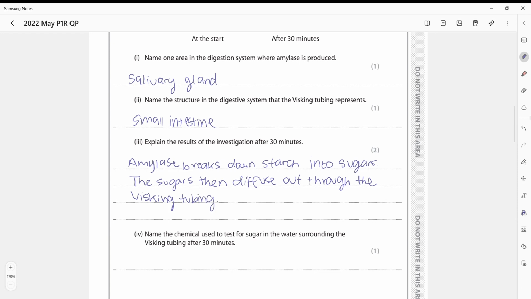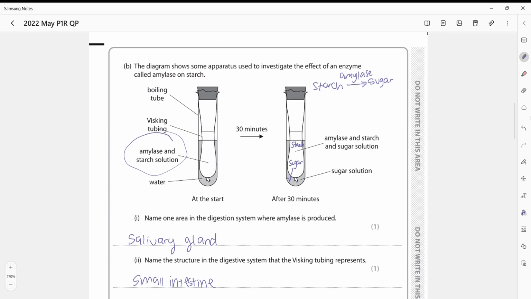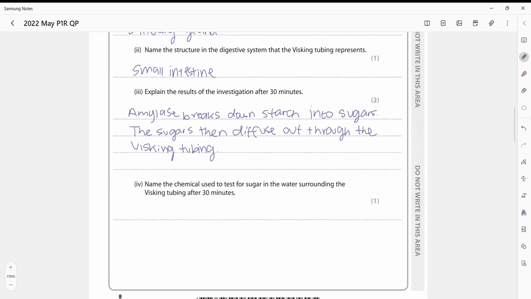Okay, name the chemical used to test for sugar in the water surrounding the Visking tubing after 30 minutes. So it's referring to this darker liquid here. So in order to test for the presence of sugar, we would use Benedict's solution, or you can say Benedict's reagent, that's fine too.